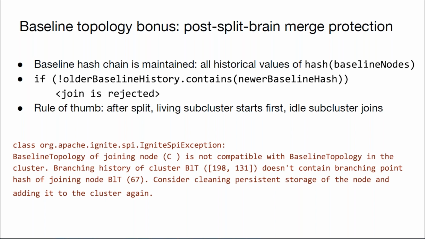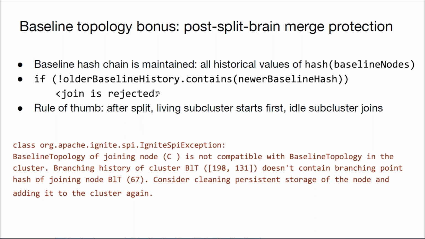So there's a simple rule. If a node joins the cluster, if the head of the chain of the joining node is not contained in the whole hash chain of the cluster, such a join is rejected. Well, so there's a rule of thumb. After a split, the living subcluster should be started first, and the part that was idle should join. Well, if that is not accomplished, you may see an exception like that.